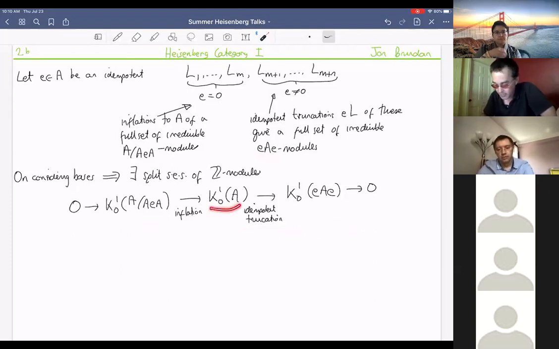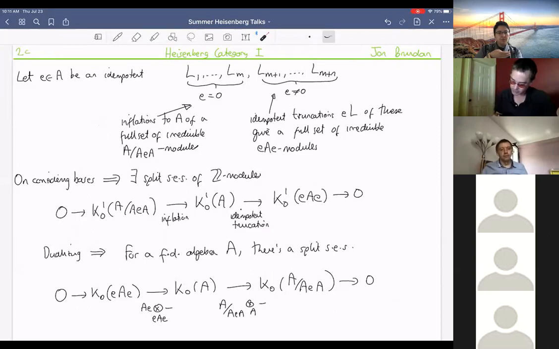So this is the K0 prime of A, where the classes of all the L's are a basis. This is the K0 prime for this quotient algebra, and this is the K0 prime for the idempotent truncation. And this first map in this short exact sequence is just induced by the inflation functor, and the second map is the idempotent truncation functor. So it's just kind of immediate from thinking about these bases, the way I've grouped them, that there's this short exact sequence of Z modules here. It's a very easy, very trivial thing.